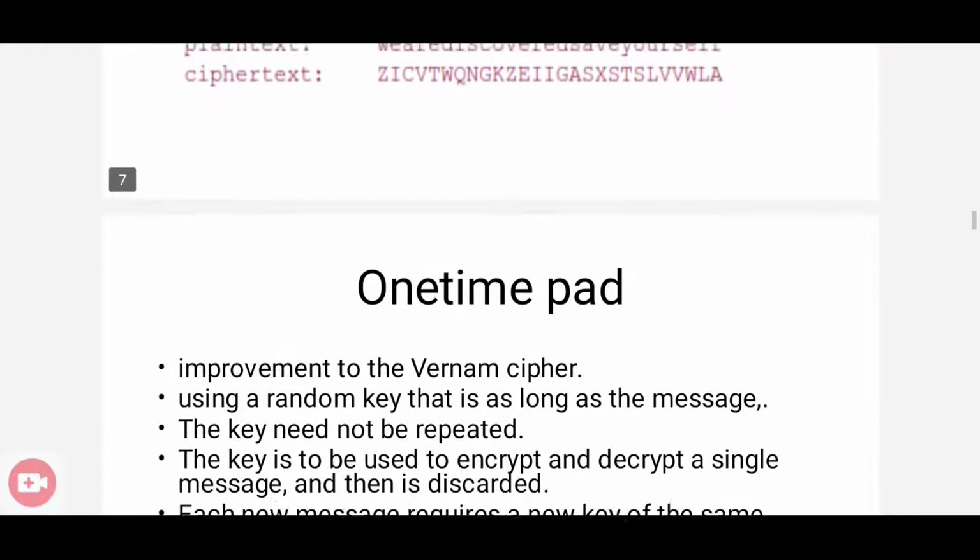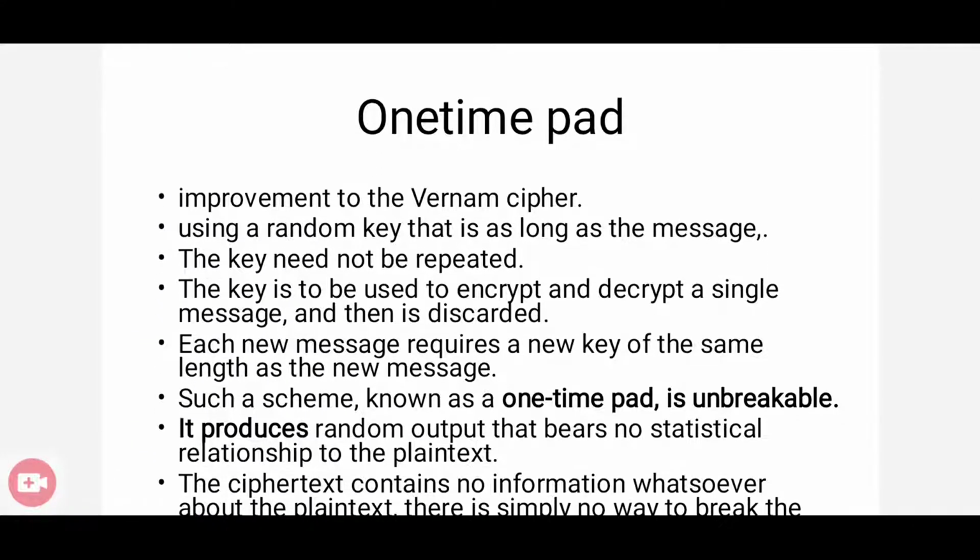And the third mechanism is the one-time pad. It is actually an improvement to the Vigenere cipher. Vigenere cipher is a polyalphabetic cipher. Here also we are using a random key as long as the message, and the key cannot be repeated. The key is used to encrypt and decrypt a single message and then discarded.